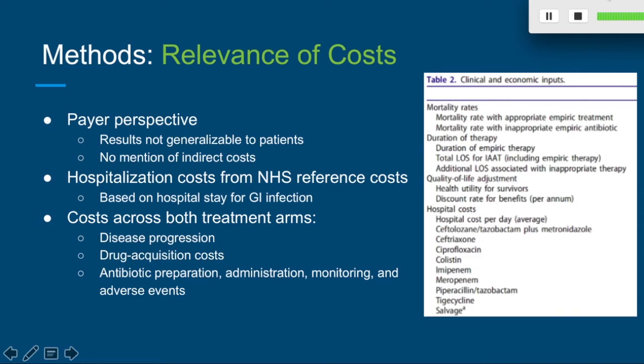Lastly, the cost of antibiotic preparation and administration, monitoring, and adverse events were excluded from the model. Alternative assumptions and inclusion of these parameters can potentially change the results of this pharmacoeconomic study. Just again, it is appropriate that the study did not take into account indirect costs since this is a payer perspective. The results may not be generalizable to patients since this is not from a societal perspective.